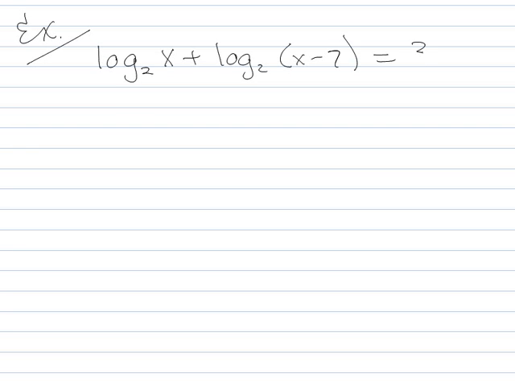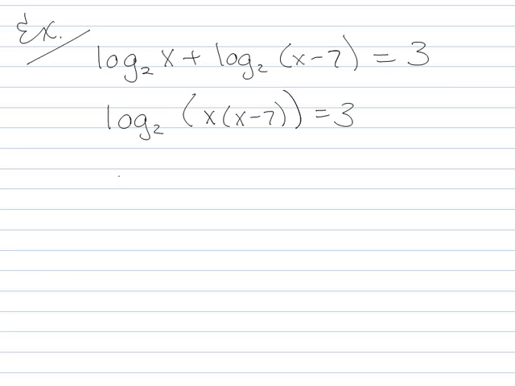Okay. Try something like this then. Now we'll start to get into the funsies. Log base 2 of x plus log base 2 of x minus 7, and we'll set that equal to 3. So the first step is always you want to write this as a single log. So we're going to use the product rule. So we've got x times x minus 7.